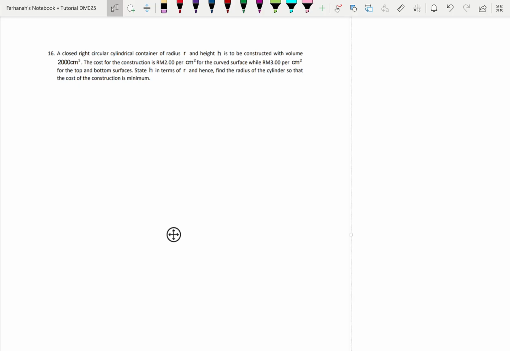Okay, now for question 16. Kita baca soalan dahulu. Kita ada a closed right circular cylindrical container of radius r and height h. So, kita ada this shape lah given and is to be constructed with the volume 2000 cm cube.